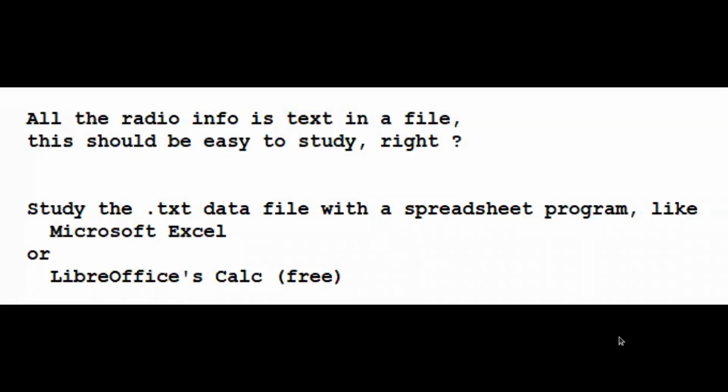So now we got all this radio information in a file. This should be easy. Let's pull up a spreadsheet program, much like Microsoft Excel, or maybe the free LibreOffice Calc, and see what it says. We should be able to parse that information and draw some graphs.